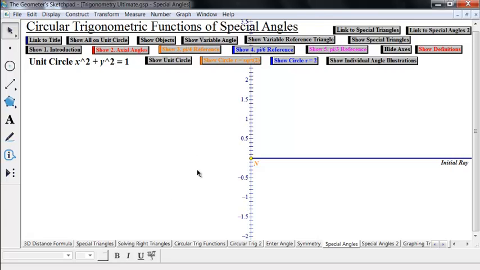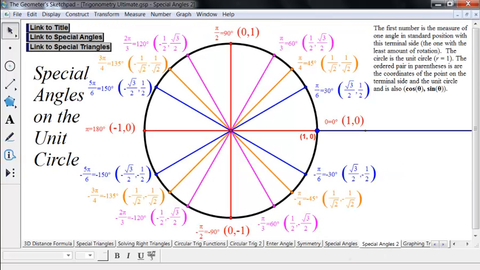My axes kind of disappeared there. I have a hide axes and then show axes button to get that back if I need to. So once again, there are our special angles, and there's a summary of all of that material.